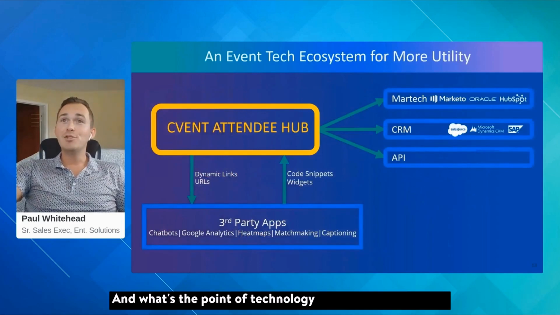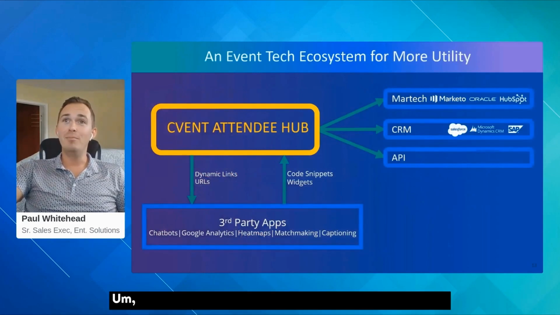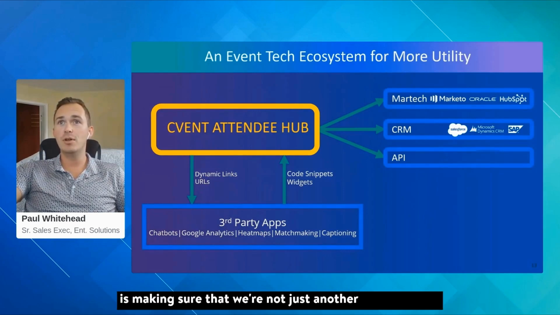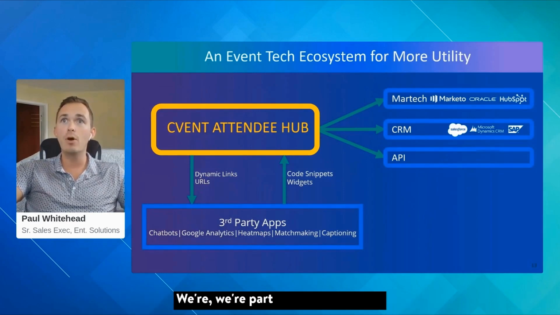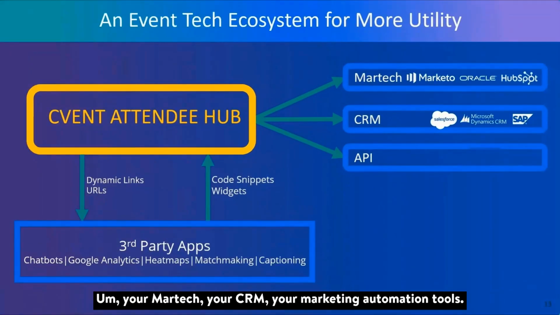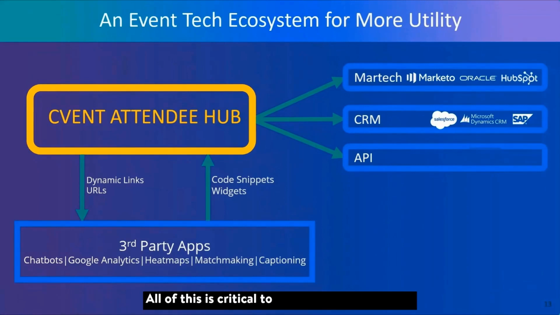And what's the point of technology if it makes life harder, right? One of the biggest focuses that we have here at Cvent is making sure that we're not just another piece of tech, we're part of your tech stack. Your MarTech, your CRM, your marketing automation tools, all of this is critical to your business functions. And it defeats the purpose of buying technology if those things aren't integrating into your systems.